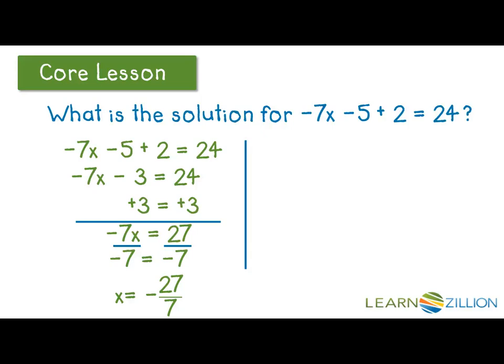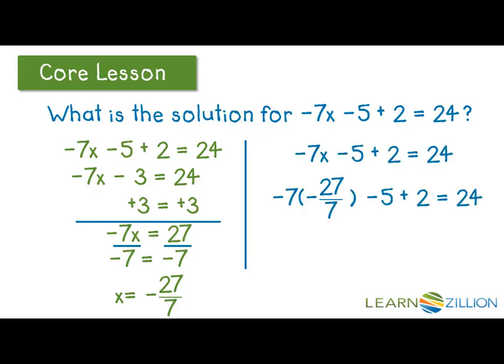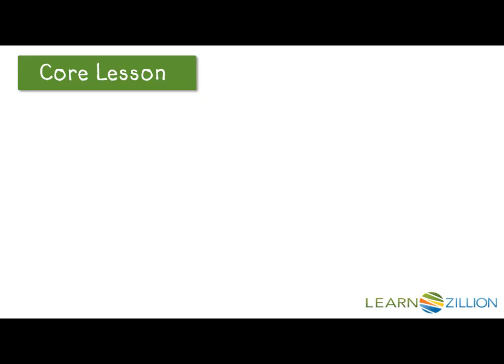To check our solution, we're going to replace x in our original equation. So I have negative 7 times negative 27 sevenths minus 5 plus 2 equals 24. That gives me 27 minus 5 plus 2 equals 24. 24 equals 24. So negative 27 over 7 is a solution to this equation.